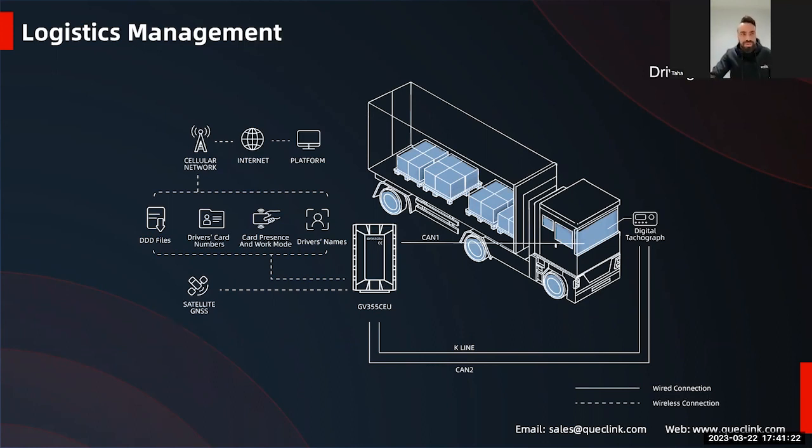Mostly used for logistics management, and I'm sure it is very important and even mandatory in most European countries, like for example, I think in Spain, Germany, maybe France as well. So this device can be a very good solution. At the same time, you can use the CAN1 for CANbus, you can use the CAN2 as well for OBD diagnostics, but if you use CAN2 with the K-line, you can switch to the tachograph system.